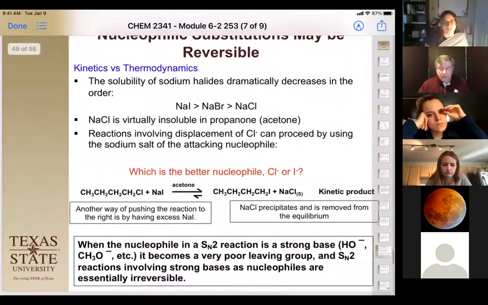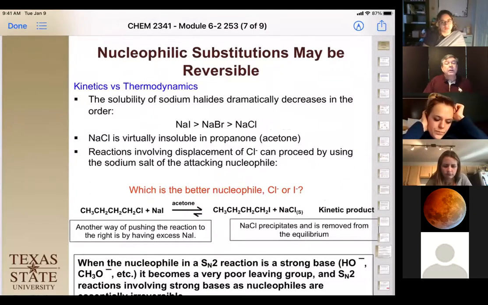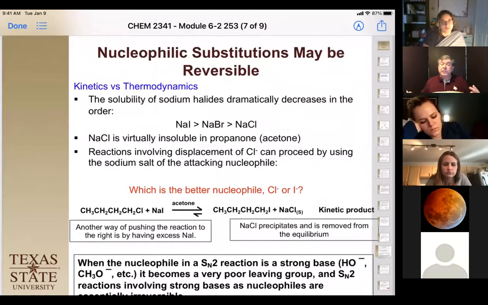But can we switch it the other way? We can, by changing the nature of our leaving species. In this case, we can actually convert our chlorine to the iodide. Remember, we just did the reverse reaction and found it was thermodynamically favored to have the chlorine there. But we can convert to the iodide, the kinetic product, because we can remove the chlorine as it's formed.